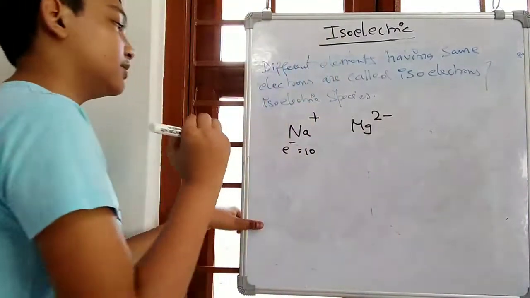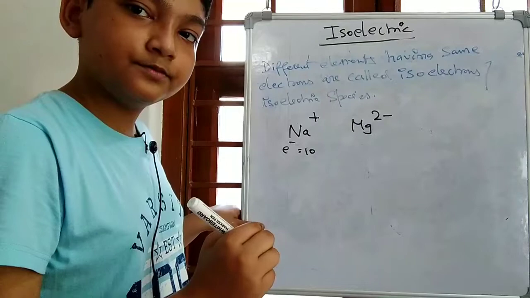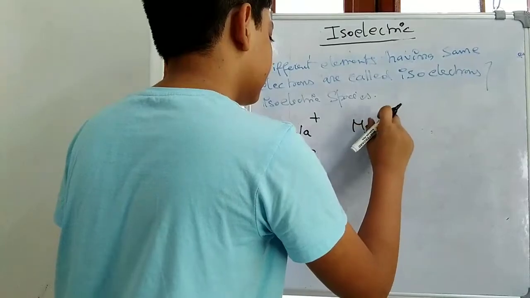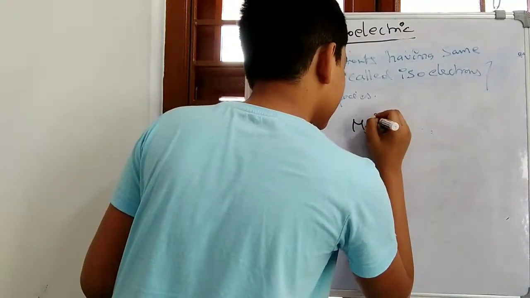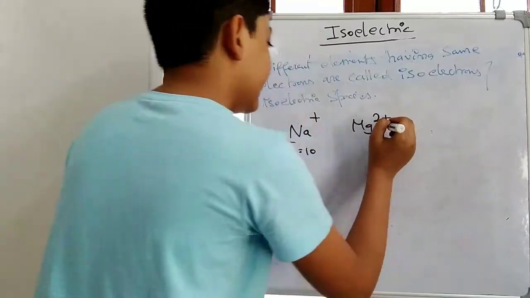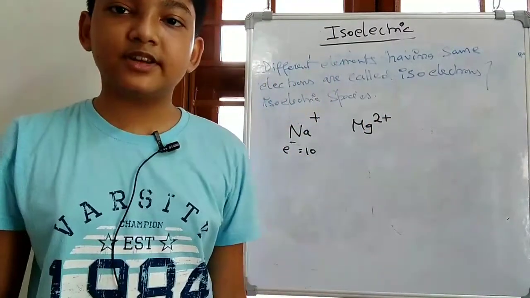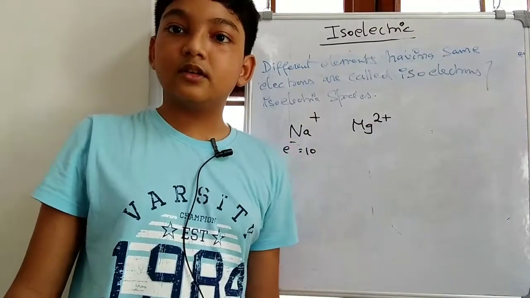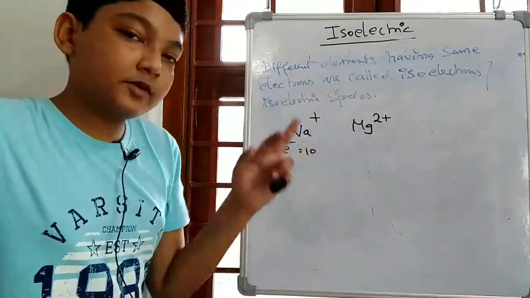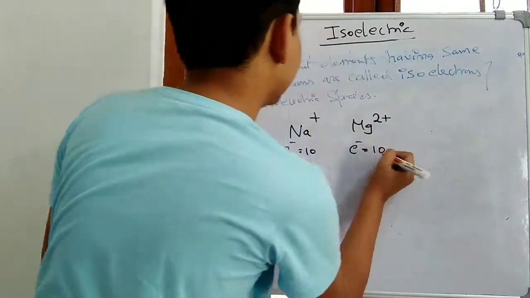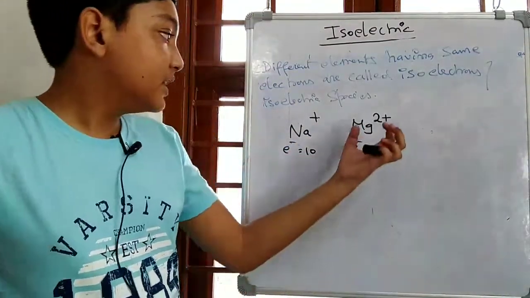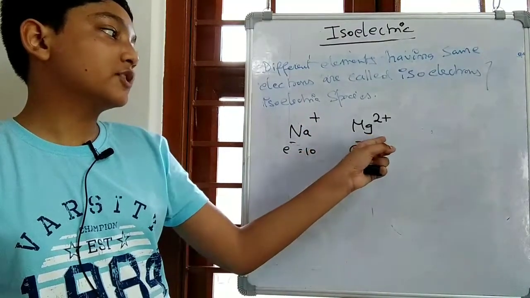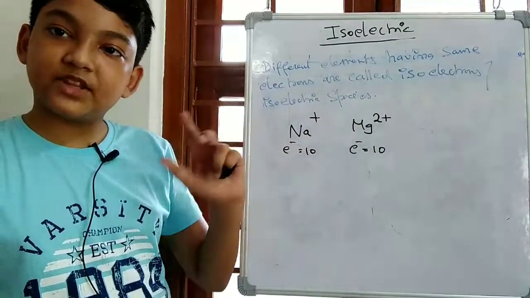Now take magnesium. Magnesium 2 minus? Is it so? Magnesium is not negative. Magnesium is 2 plus. It is giving 2 electrons. What will be its electron number? Again 10. See, sodium and magnesium have the same electron number after losing 1 electron for sodium and 2 electrons for magnesium. They are losing electrons.